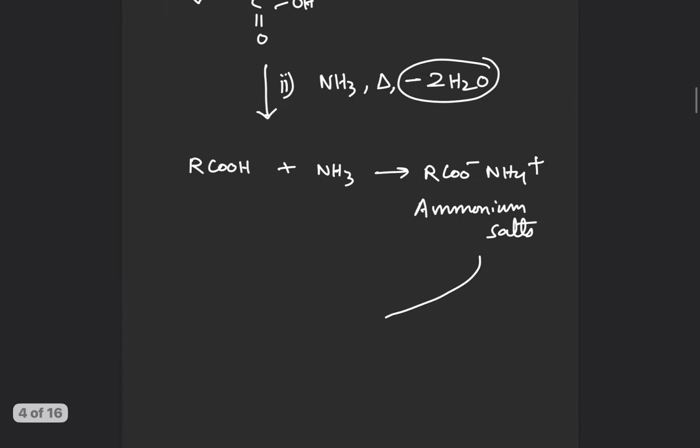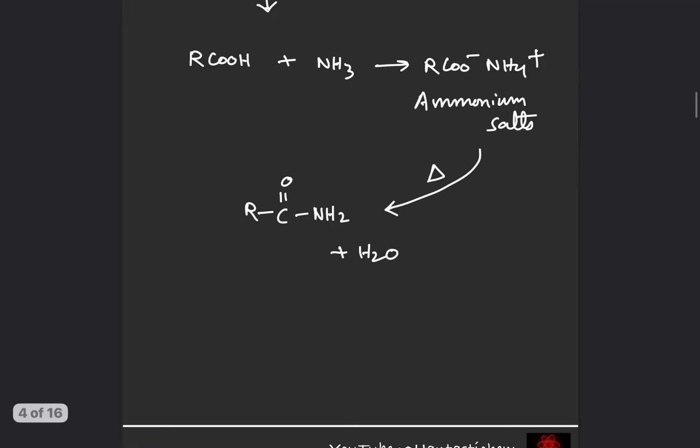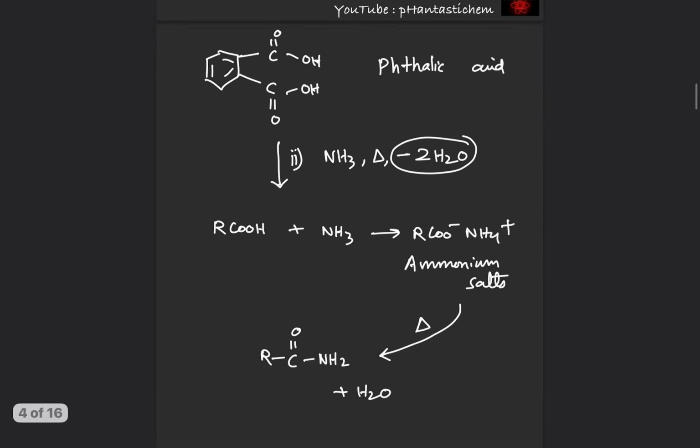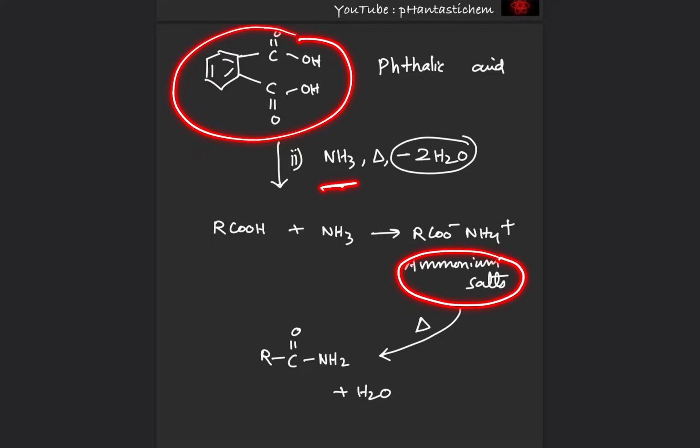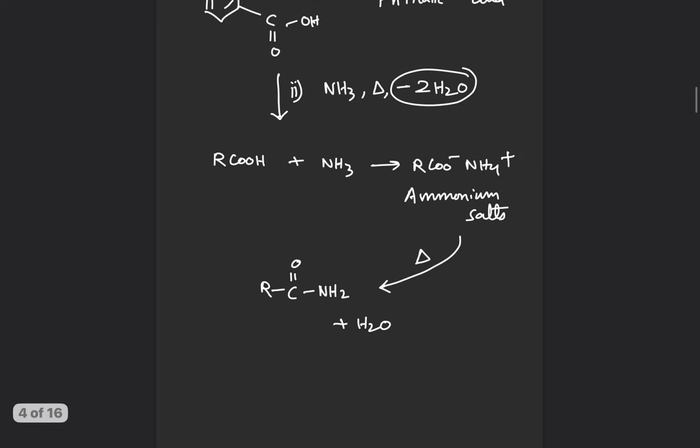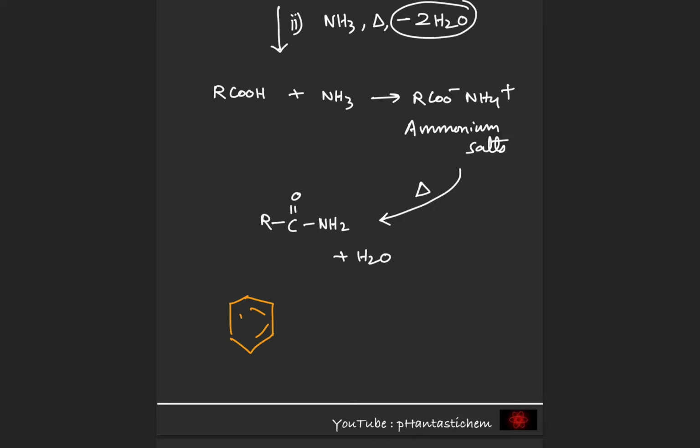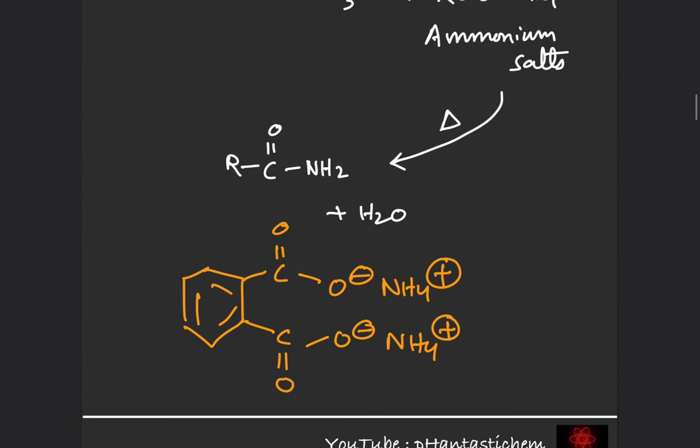And if we continue to heat, what will happen? Obviously we will lose a molecule of water, and ultimately we'll be getting an amide and a molecule of water, right? So in this case also we are reacting phthalic acid with ammonia, so we will get the corresponding ammonium salt. The ammonium salt will look like this. So we'll get a benzene ring, C double bond O minus and NH4 plus, C double bond O minus and NH4 plus. So this is known as ammonium phthalate, okay?